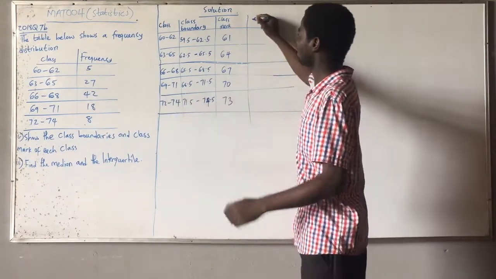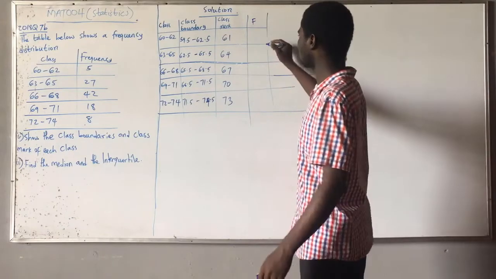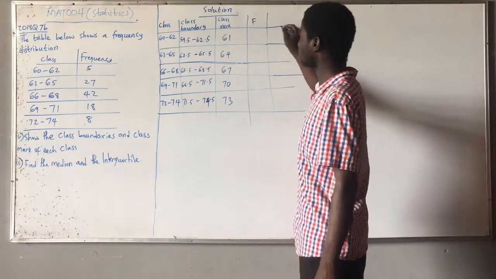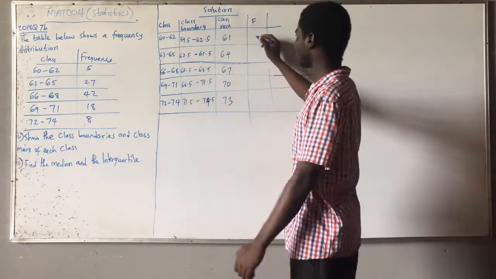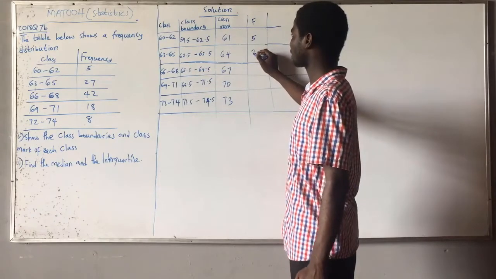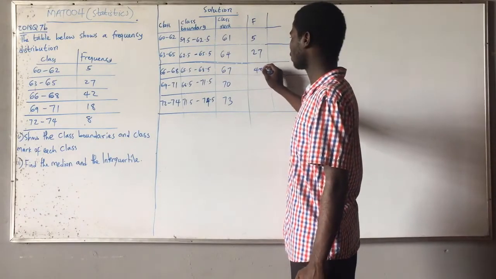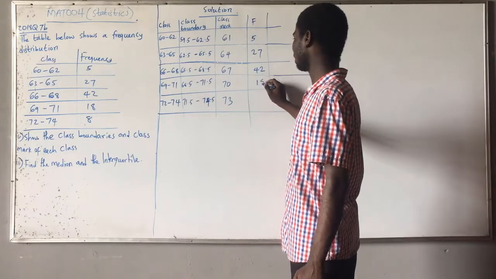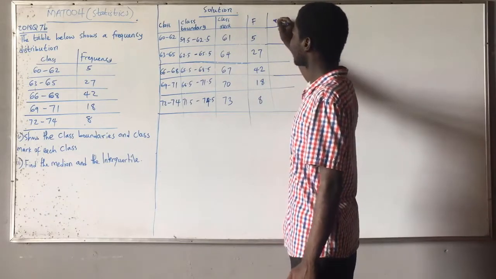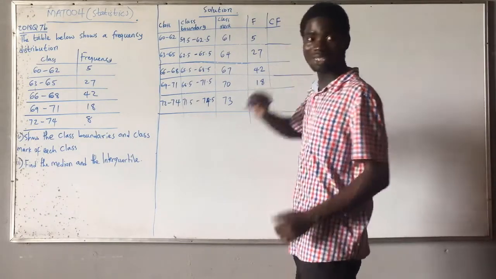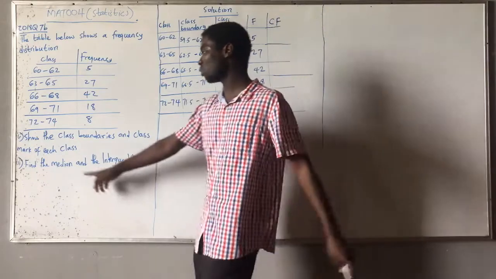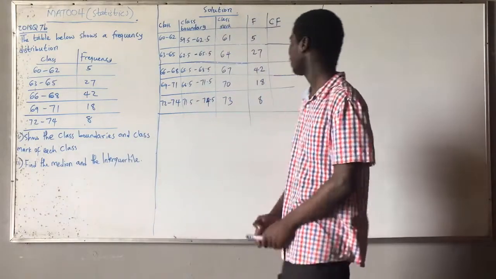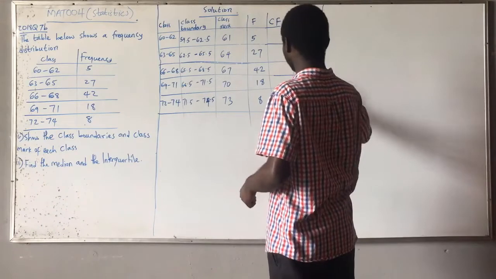Write the frequency. The frequency will be what? You have been given already: 5, 27, 42, 18, 8. Then you need the cumulative frequency, because you will still need the cumulative frequency for median and interquartile. That is the last thing we have to find here.